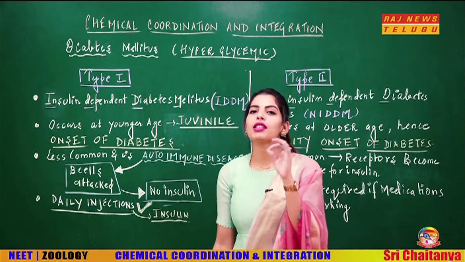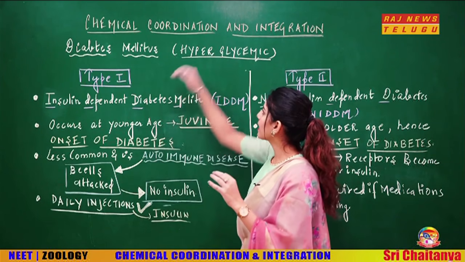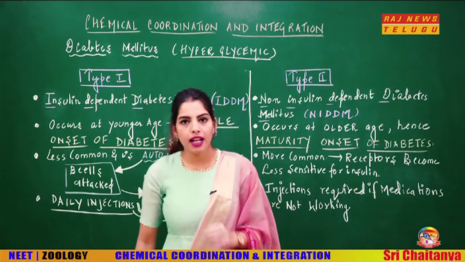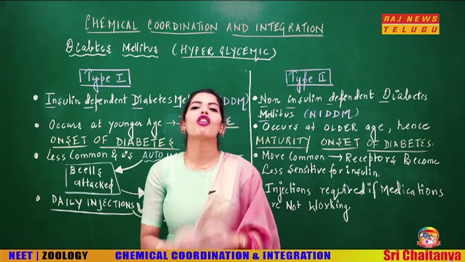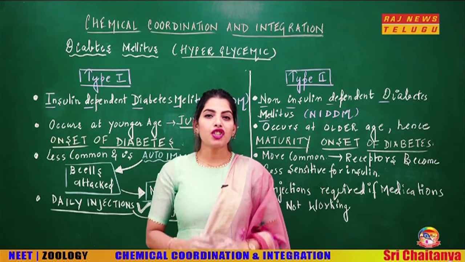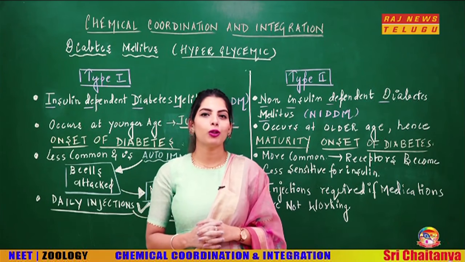Diabetes mellitus was a condition when there is hyperglycemia seen, and what is this hyperglycemia? It is the increase in level of blood glucose. So are you able to remember that? What were the conditions that caused increased level of blood glucose?